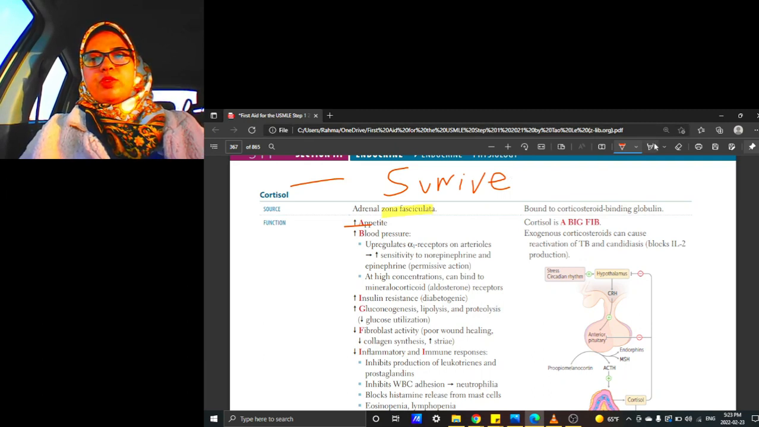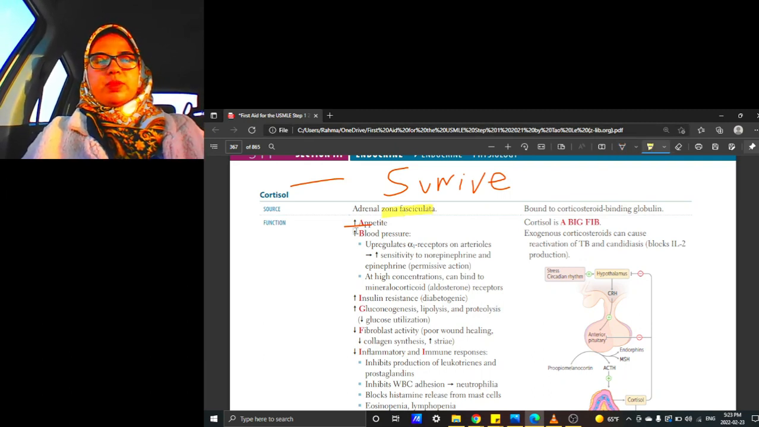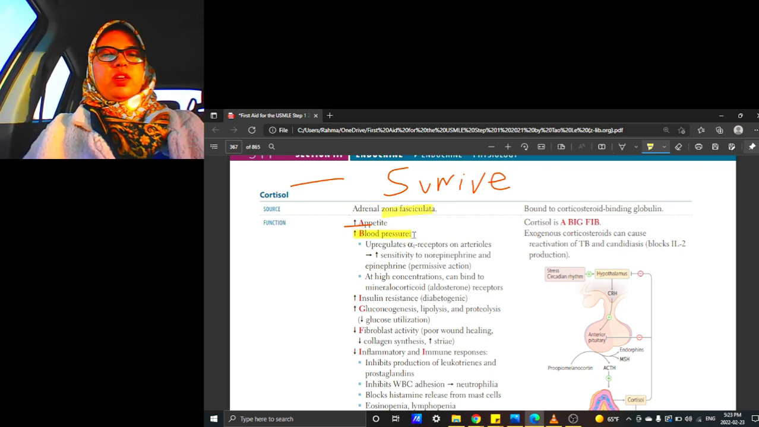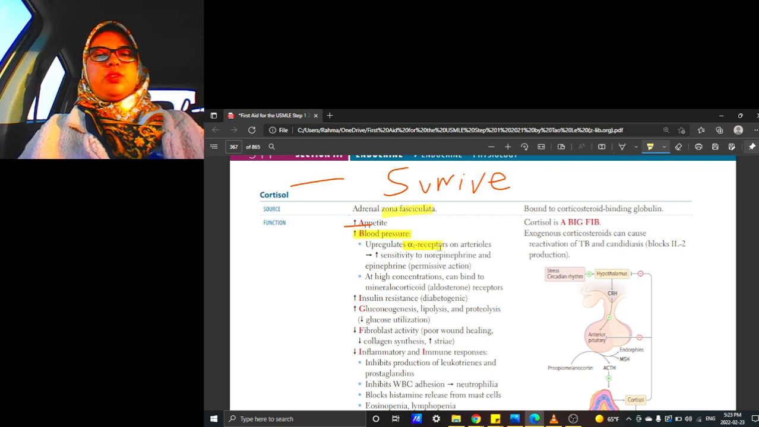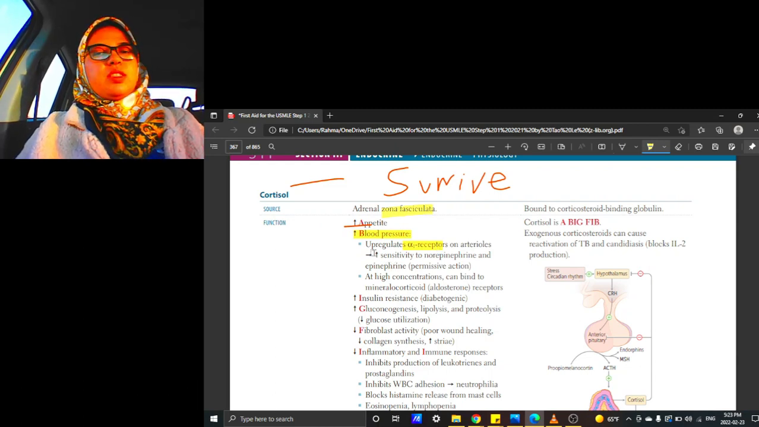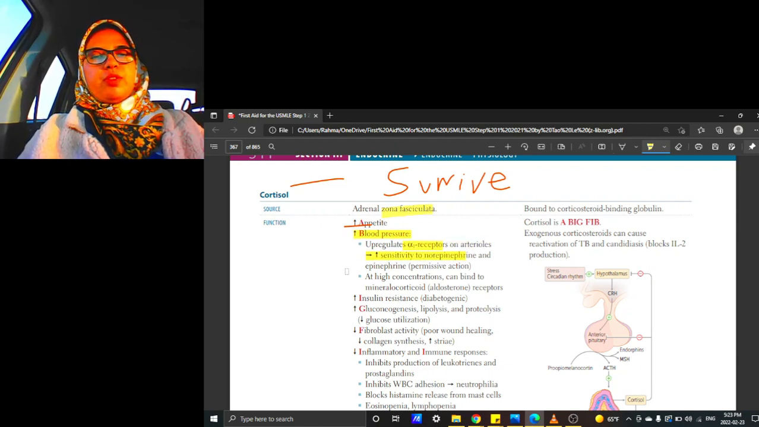Most important though, and don't ever make mistakes here, is that your blood pressure is going to be elevated. And it does that by upregulating alpha-1 receptors on the arterioles. It increases the sensitivity to norepinephrine and epinephrine. You will get asked a question about this called permissive action.